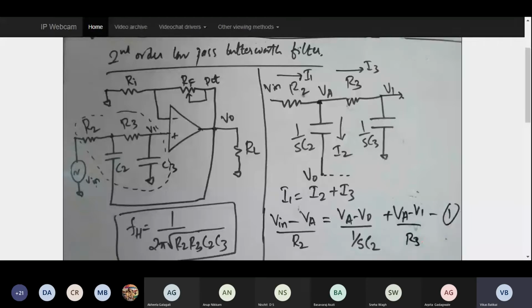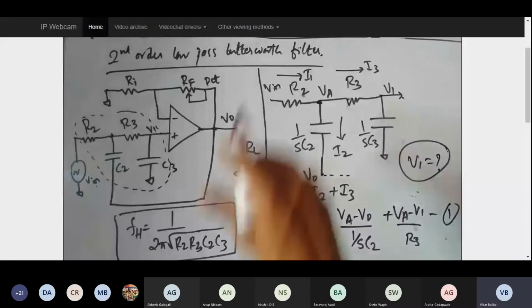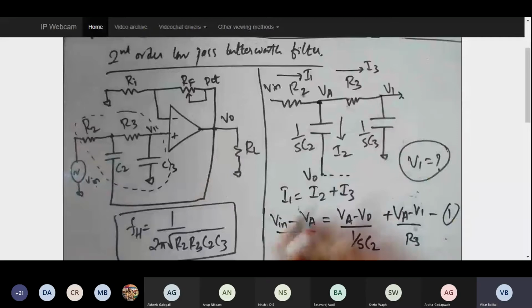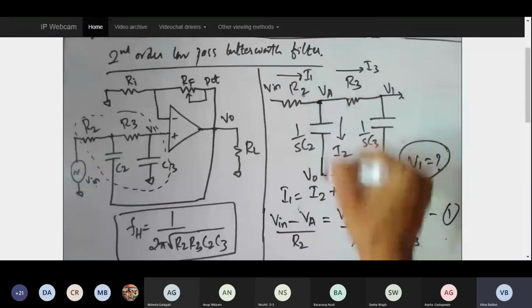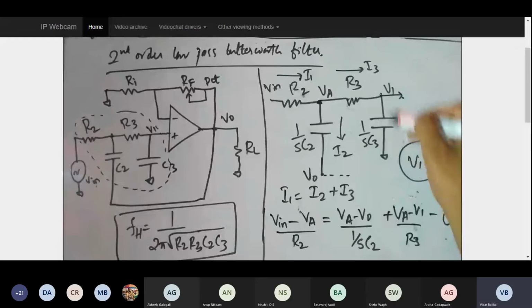Once I know this equation, I need to understand what the final equation will be with respect to V1. Ultimately I require V1, so from this equation I need to extract V1. If I want to know the total voltage drop across this capacitor, I should know all the parameters mentioned here. V in is in my hand, whatever input voltage I am giving. VA is the voltage that is getting dropped over here. V1 is the voltage getting dropped across C3.